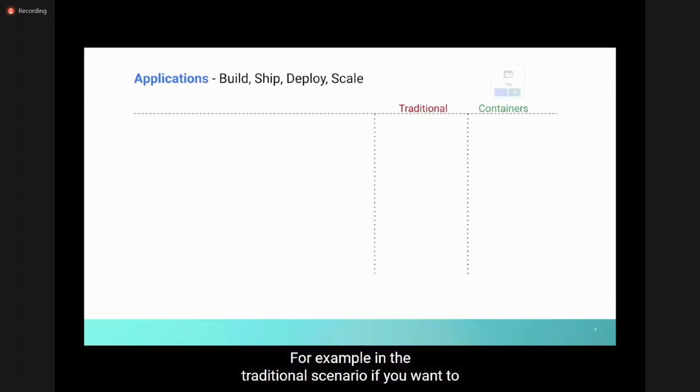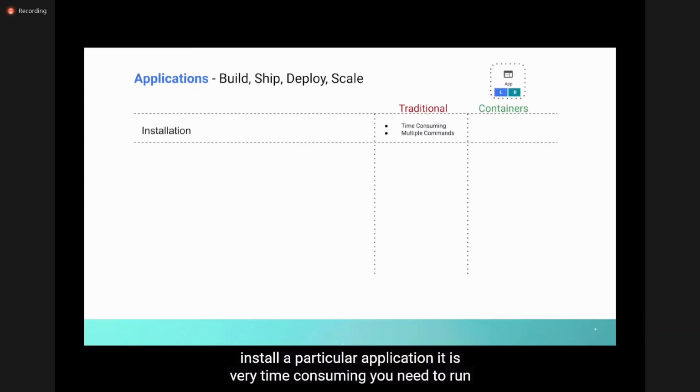Let's look at them. For example, in the traditional scenario, if you want to install a particular application, it is very time consuming. You need to run multiple commands that check for multiple dependencies, and sometimes you will go into various dependencies.